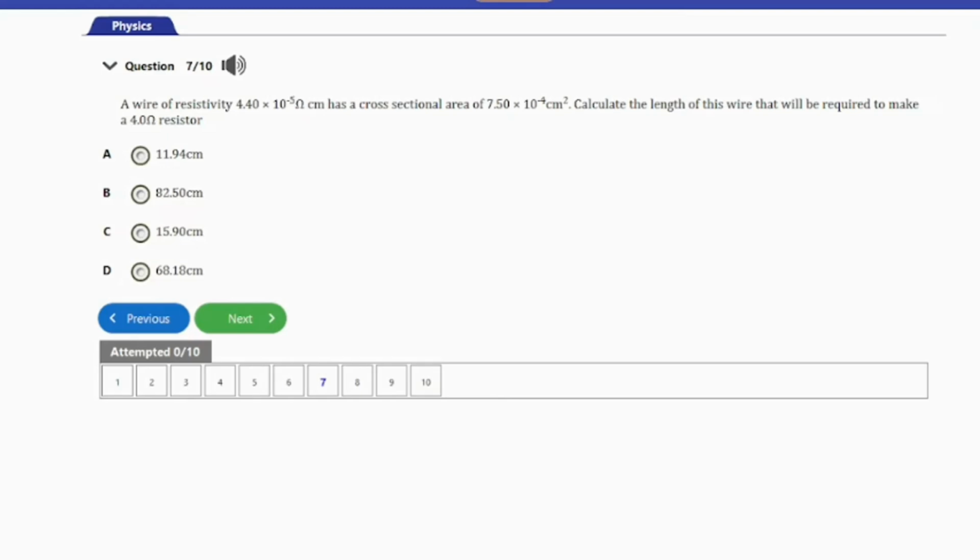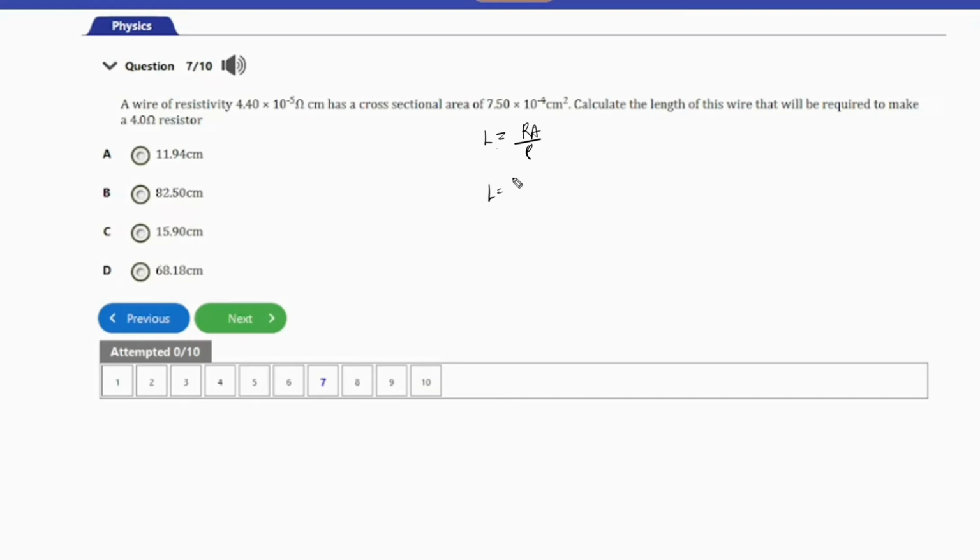So guys, it's just as simple as getting the formula for resistance here and then making L the subject of the equation. So when we make L the subject of the equation, we are going to have R times A all over rho. So when we do that, we are going to just plug in the values here.